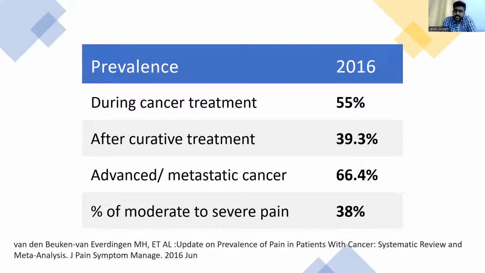Again, this is data which was published in 2016. We can see that the pain occurring in cancer is not only associated with the disease process or the treatment process. Even after curative treatment, 39.3% of patients have had pain. During cancer treatment, it was 55%. Advanced cancers obviously have a higher rate of pain occurrence, and even in that, 38% of patients had moderate to severe pain. So this is actually an ongoing problem. Even after the curative treatment of cancer, pain remains a significant problem.